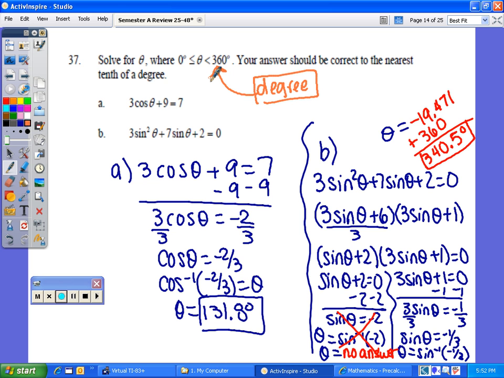Now there are two answers usually that are found, but I'm not sure where they're finding them. They're probably using coterminals or something. But this answer would be okay with me if you were doing this for me on a test.